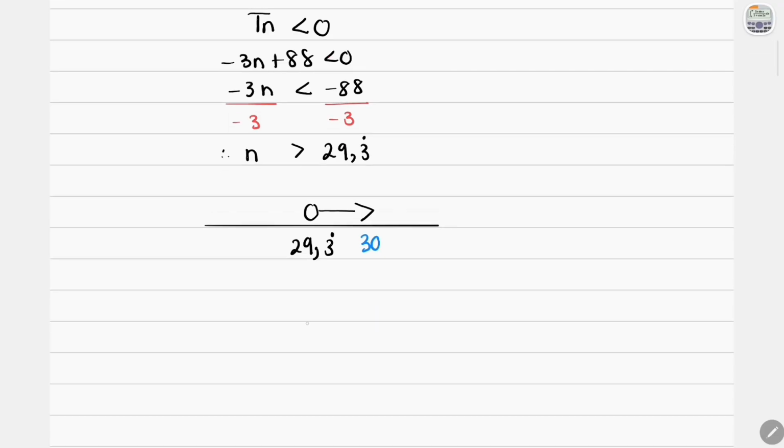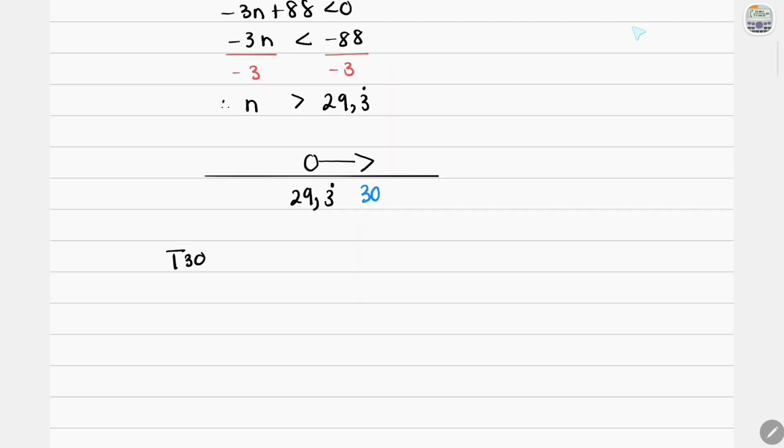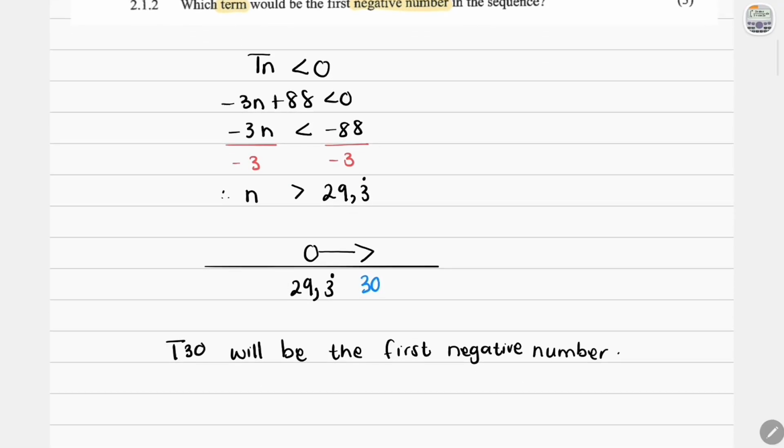That's where we'll have our first negative value. So we can say term 30 or T30 will be our first negative number in the sequence. Okay, and that is our answer. Moving on to the next question.